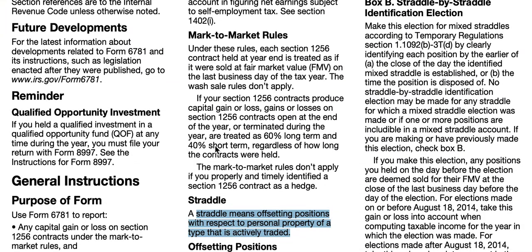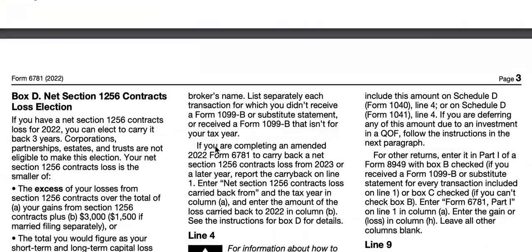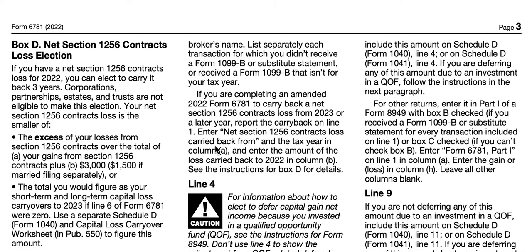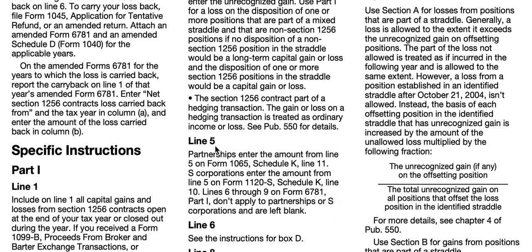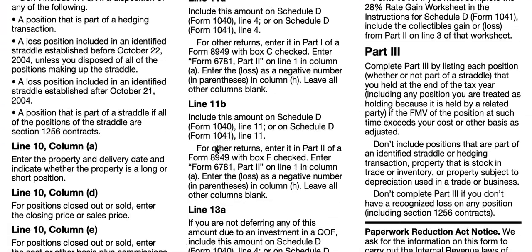Now, this tax form has the instructions included on the same document, which you can find on the IRS website or embedded in our article. All the instructions are there for parts 1, 2, and 3. You'll complete part 3, for example, by listing each position that you had at the end of the tax year, if the fair market value of the position at the end of the year exceeds your cost or basis as adjusted.